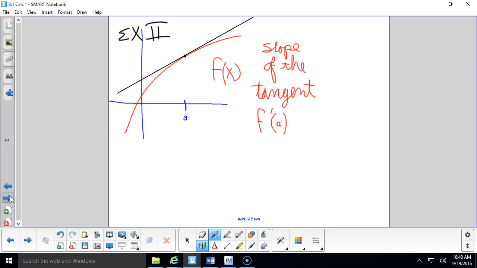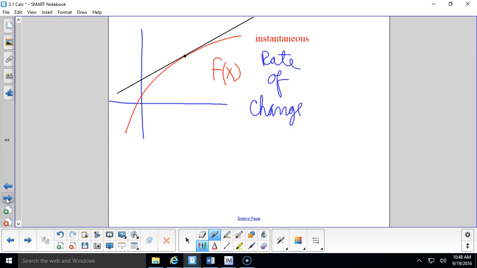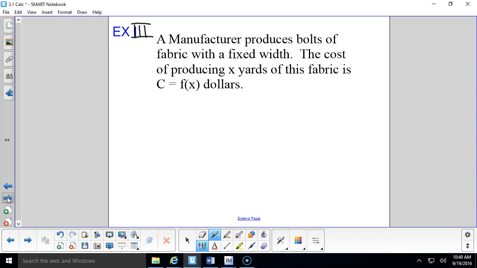Now, as I mentioned, there's a bunch of different kinds of applications that apply to that, but being able to find the slope of the tangent line, or f prime at a, is a big deal in a variety of areas. If you were to do a business major, you would probably have to take calculus for business students, and one of the things they would talk about would be the marginal cost or the marginal revenue. And the marginal cost is essentially the slope of the tangent line at a particular point. It's the rate of change at a particular point. Instantaneous rate of change at a particular point.